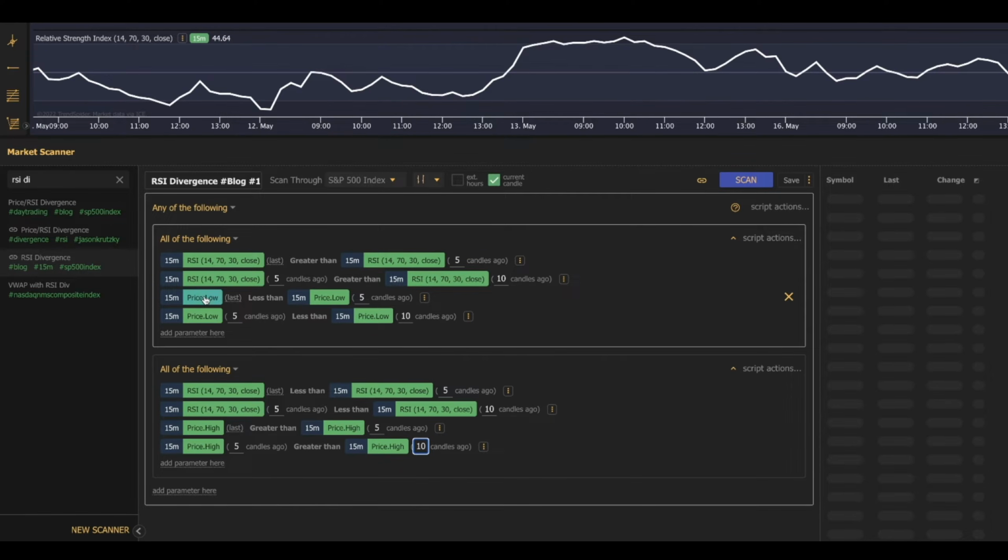However, we're making lower lows. The low on the current candle is less than the low 5 candles ago. The low 5 candles ago is less than the low 10 candles ago. So the lows are decreasing.